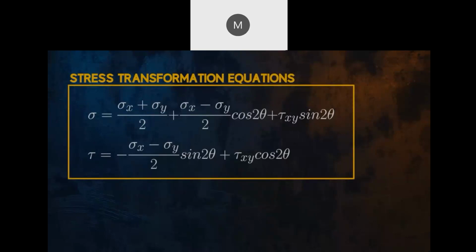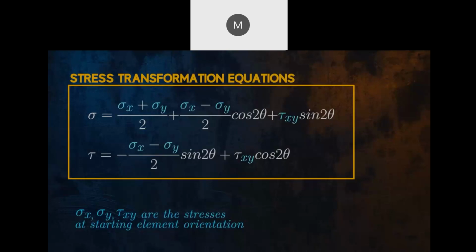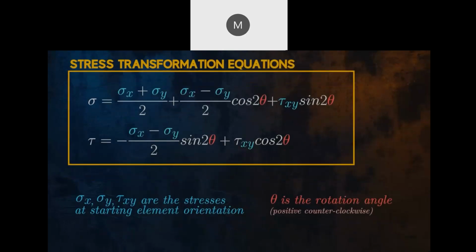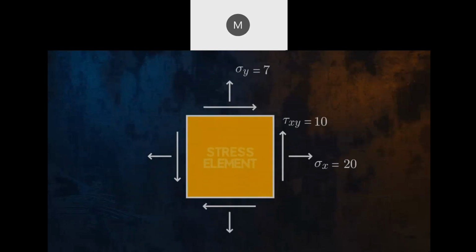The inputs to these equations are the normal and shear stresses at the starting orientation of our stress element, and theta, the angle through which we are rotating the element. Theta is positive for counterclockwise rotation. Let's look at an example of stress transformation for the stress state described by the stress element shown here.